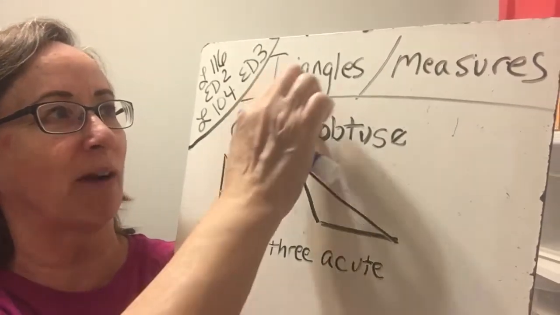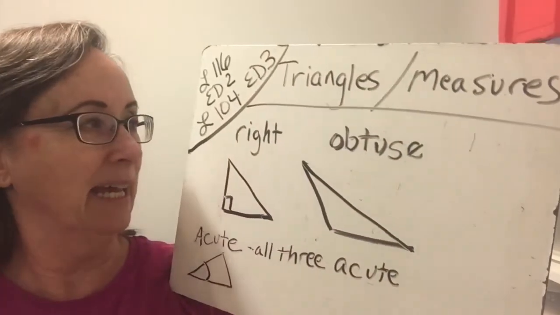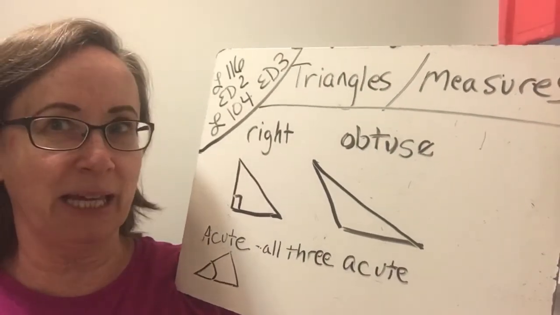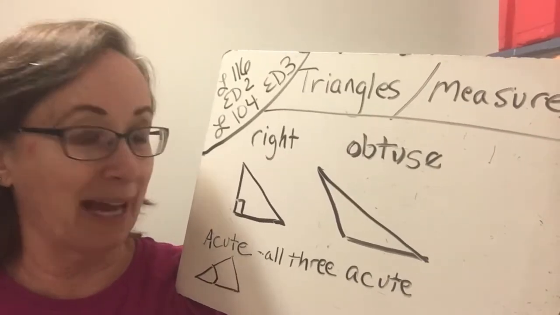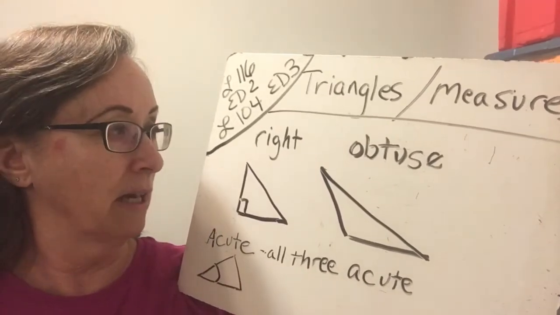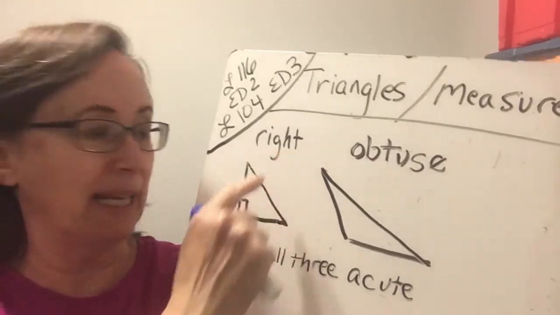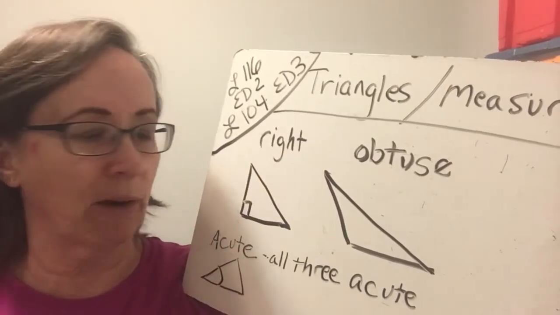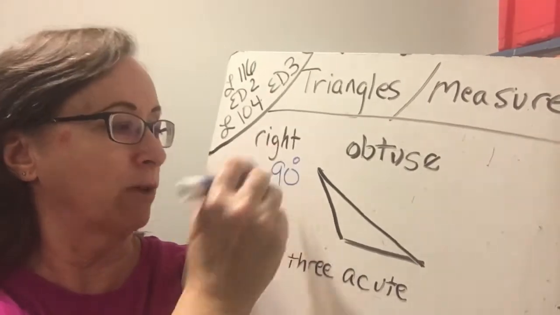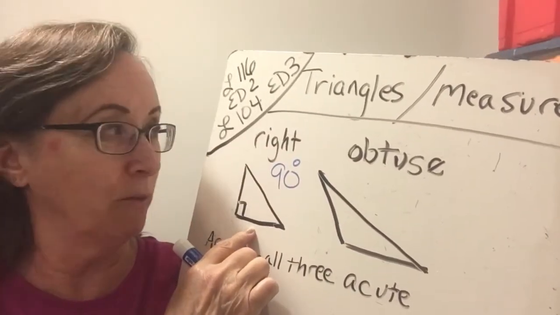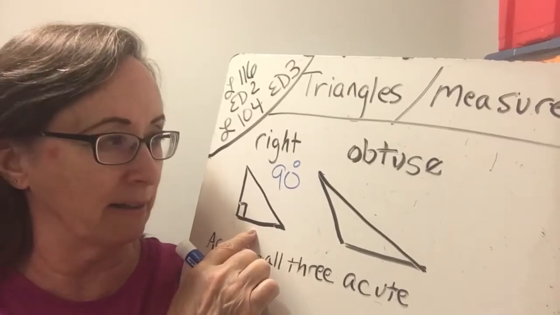So we're talking about triangles and measures today. And we have three basic types of triangles classified by their angles. If we have a right angle, and remember that a right angle is 90 degrees, if we have a right angle in a triangle, we call it a right triangle.